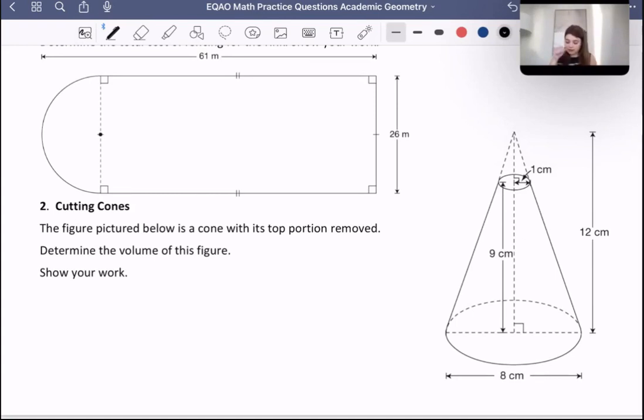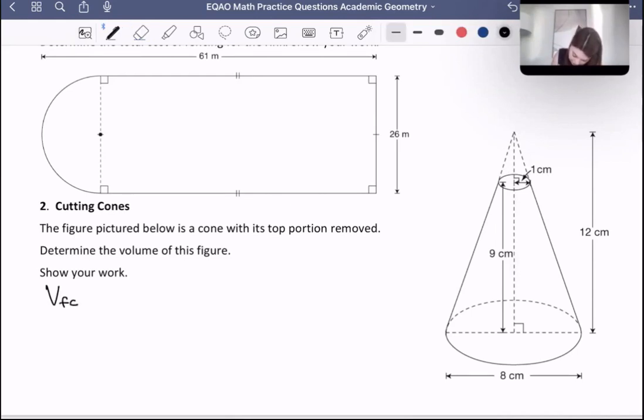Okay, so how we're going to do this is we're going to find the volume of the full cone, assuming that the little part at the top hasn't been removed. And then we're going to find the volume of this, that has been removed, and we're going to subtract it off of the total. And that's how we're going to solve this. So let's do the volume of the full cone.